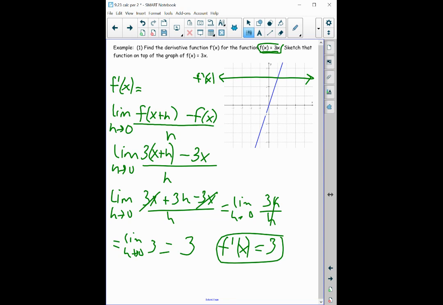What is the slope of this line? It's 3. So what's my slope function? A constant at a height of 3. It all connects. So a linear function will have a constant function as its slope function.